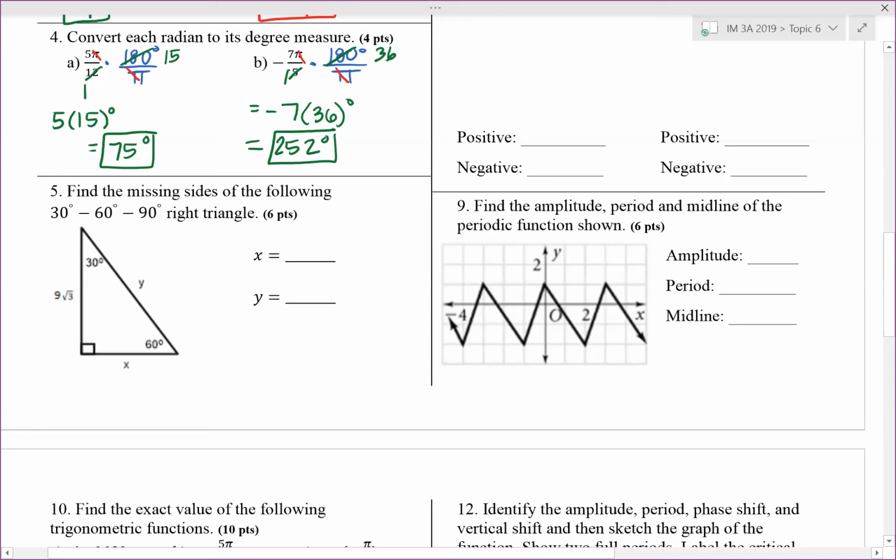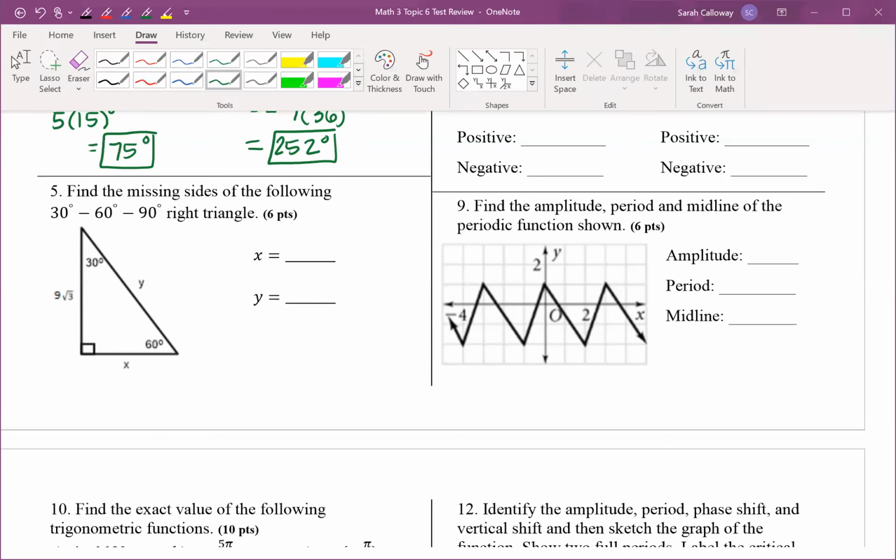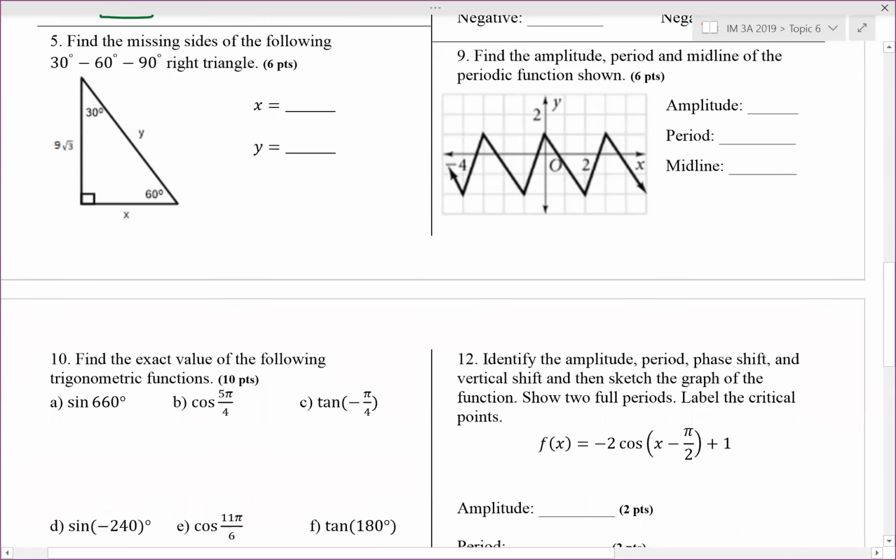Then for number 5, we are finding the missing sides of a 30, 60, 90 right triangle. So remember that when I'm looking at a 30, 60, 90 right triangle, I have a pattern with the sides that I know where all of them are in reference to the shortest side, so the side across from 30. So whatever x is, that's our a value that all the other sides are in relation to.